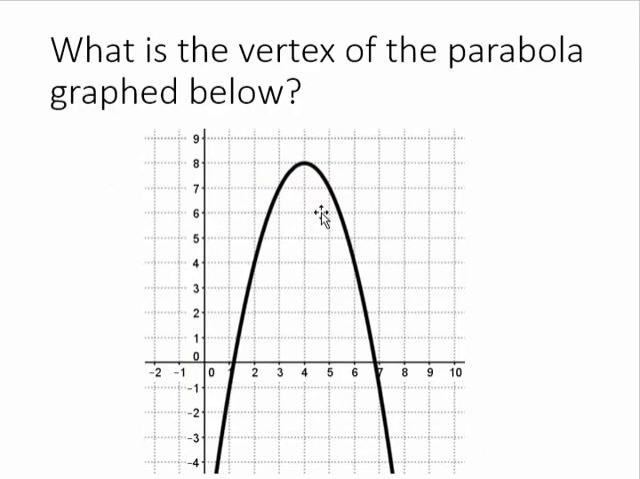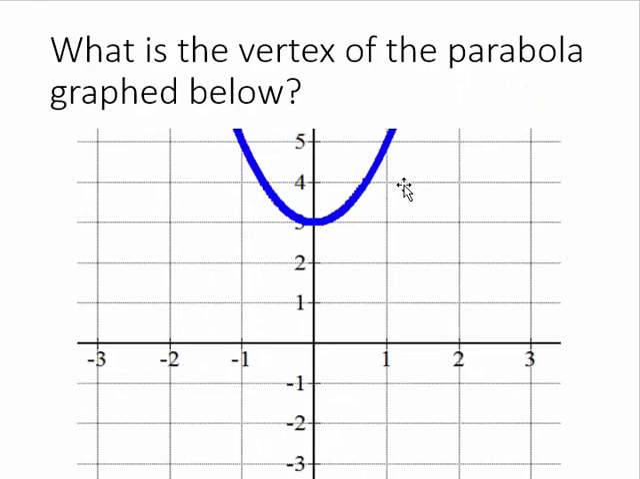Okay, what is the vertex of the parabola graph below? In other words, I want you to give it to me as an ordered pair. Tell me the point, the x and the y of the vertex. Go ahead and pause the video, work it out, and press play when you're ready to see the answer. Well, looking at it, the middle of that U shape right there, the highest point, is right at the tip. And the x value is 4 and the y value is 8. So the vertex of that parabola is at the point 4, 8.